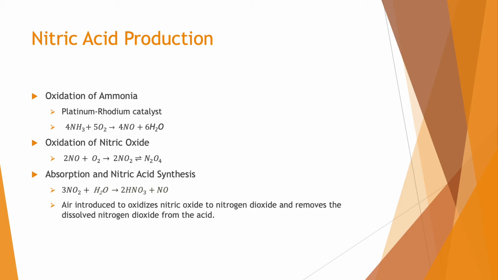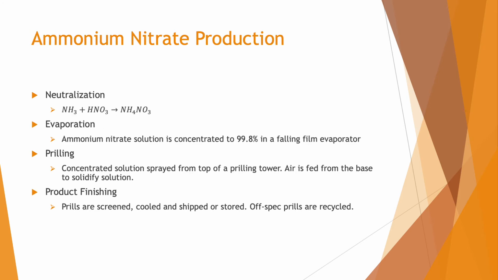The nitrogen dioxide is then moved to an absorption tower, where the nitrogen dioxide is absorbed into water and the product is 55% nitric acid. The 55% nitric acid is then reacted with preheated ammonia in a neutralization reactor, which produces a solution of ammonium nitrate. In a falling film evaporator, the solution is then concentrated to 99.8% ammonium nitrate before being sent to the prilling tower. At the prilling tower, the solution falls from the top and air is introduced from the bottom to solidify the ammonium nitrate into prills.